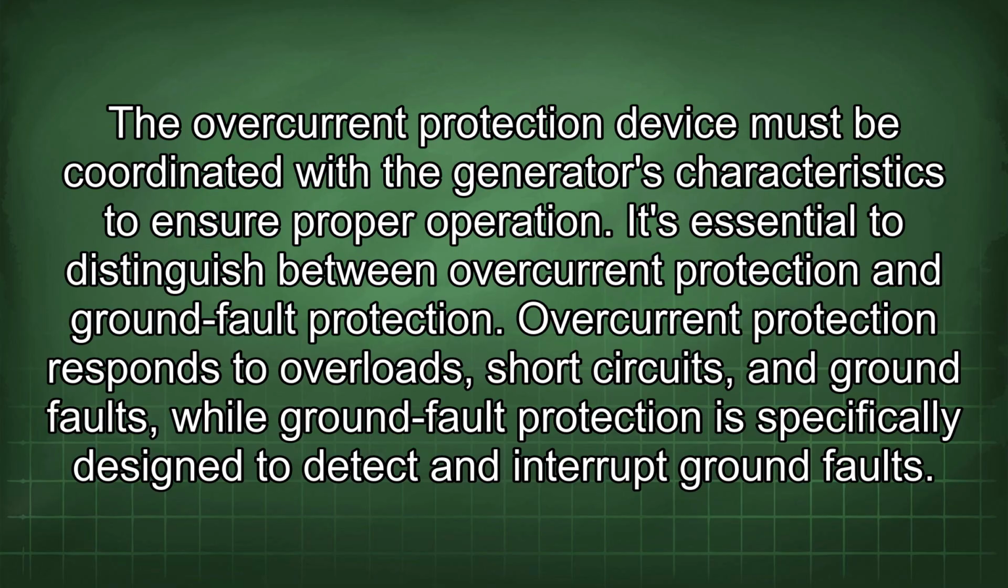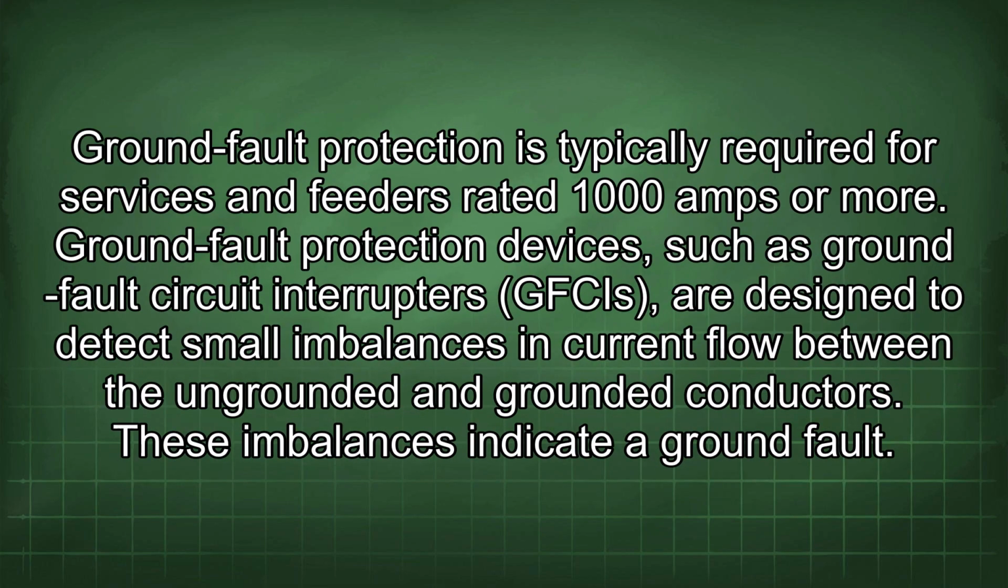Overcurrent protection responds to overloads, short circuits, and ground faults, while ground fault protection is specifically designed to detect and interrupt ground faults. Ground fault protection is typically required for services and feeders rated 1000 amps or more. Ground fault protection devices, such as ground fault circuit interrupters (GFCIs), are designed to detect small imbalances in current flow between the ungrounded and grounded conductors.